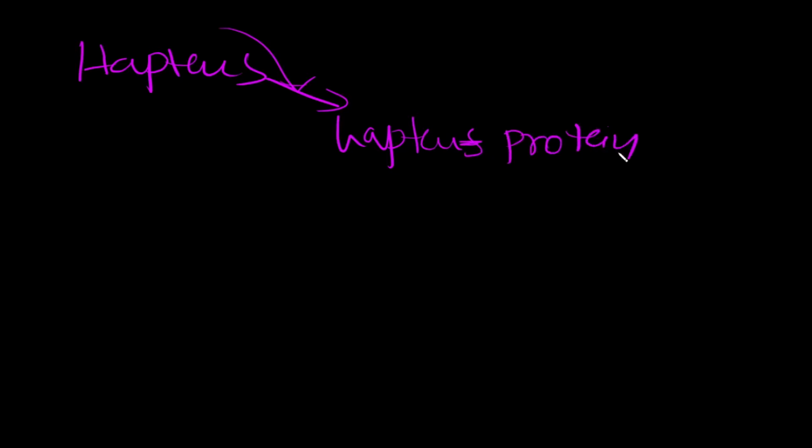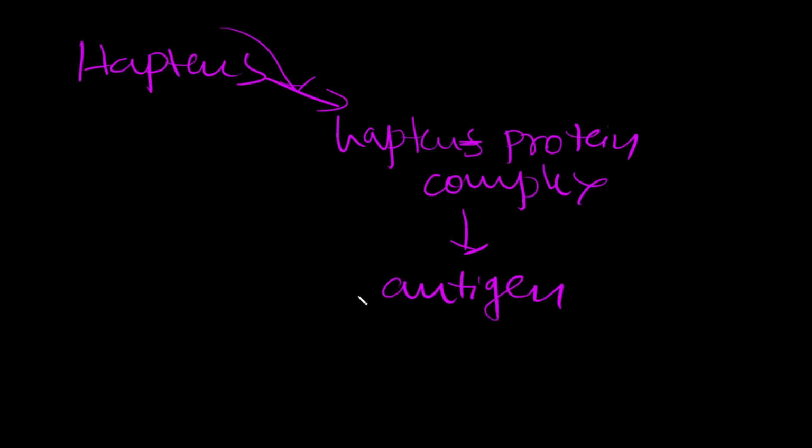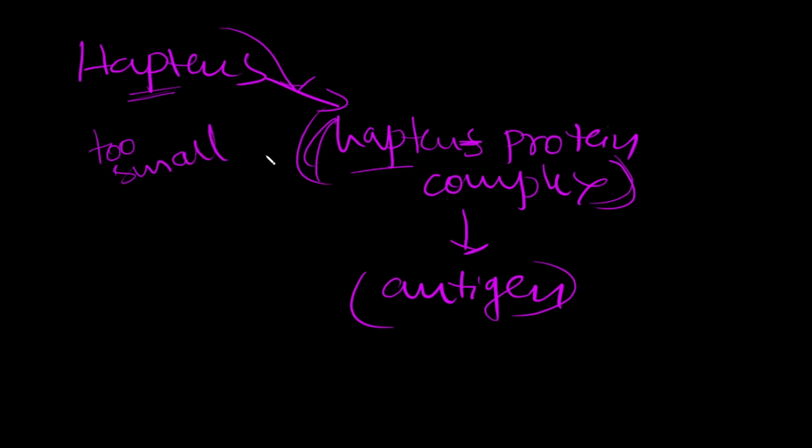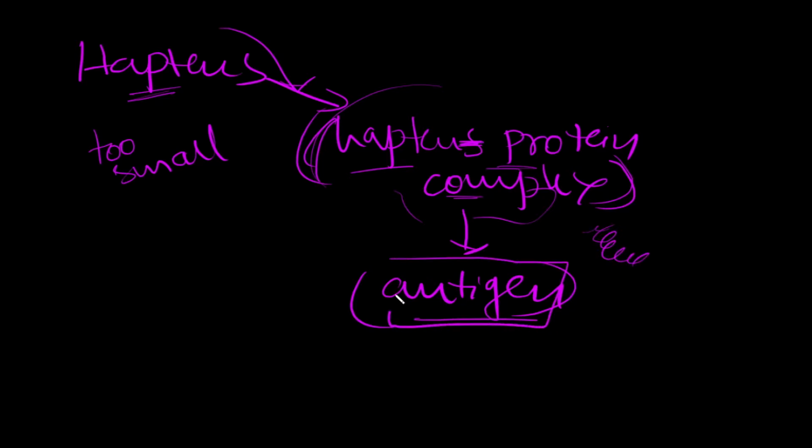So haptens are the chemicals, the sensitizers that enter the body. These haptens combine with internal proteins, forming a hapten-protein complex. This complex acts as an antigen because it can be recognized by our immune system. Sometimes the chemicals or haptens are too small to be recognized. So when it combines with the internal proteins, the size increases, and thereby it can be recognized by the immune system, and that's when it can be considered an antigen.